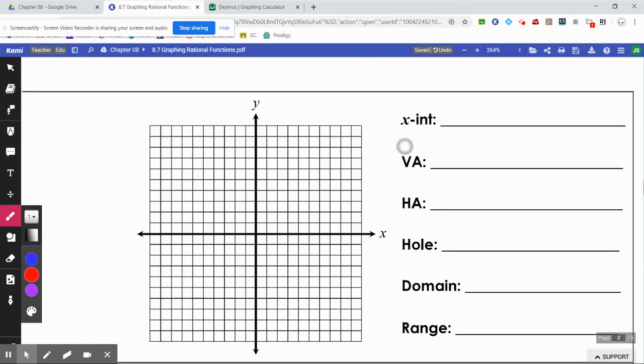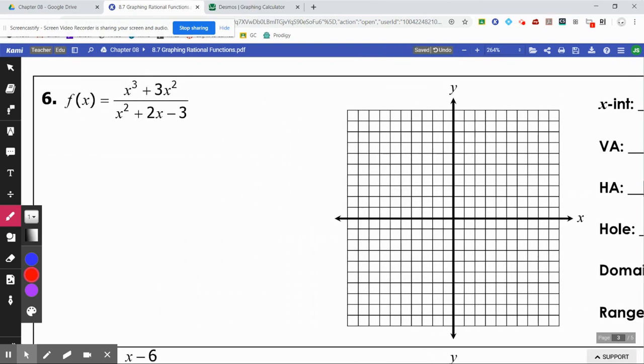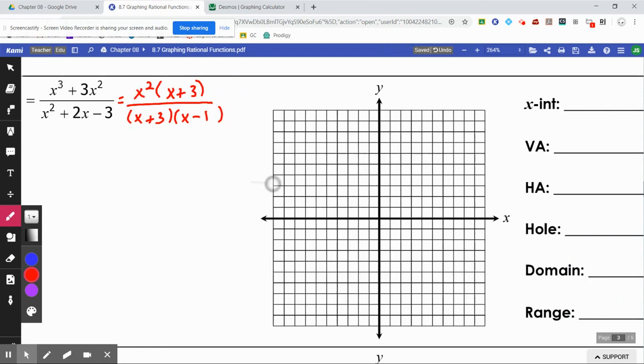Okay, number 6. Again, first step is going to factor this. The top, I can factor out an x squared, and I'm left with an x plus 3. On bottom, we're going to do what adds and multiplies. What adds give you 2, multiplies give you a negative 3. It would be a positive 3 and a negative 1. Notice that you have an x plus 3 on top and bottom.